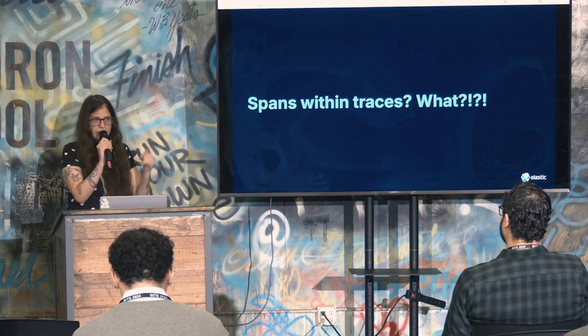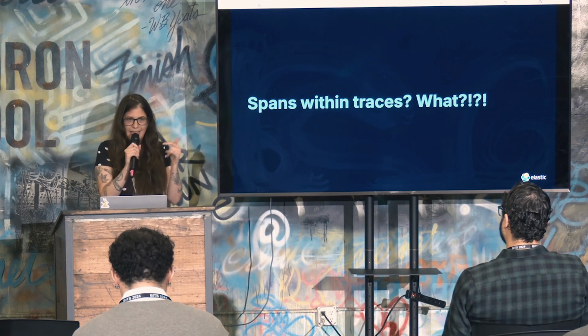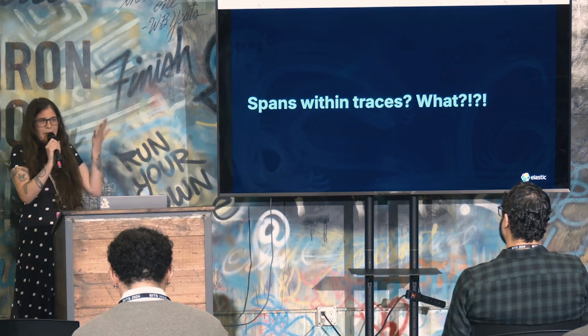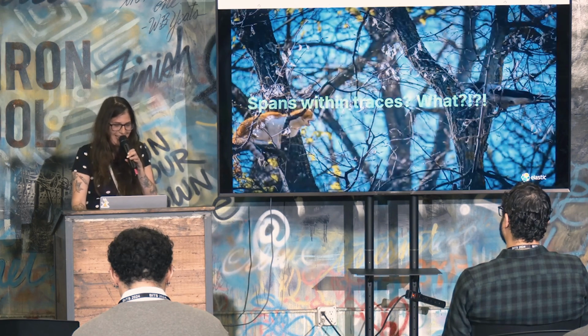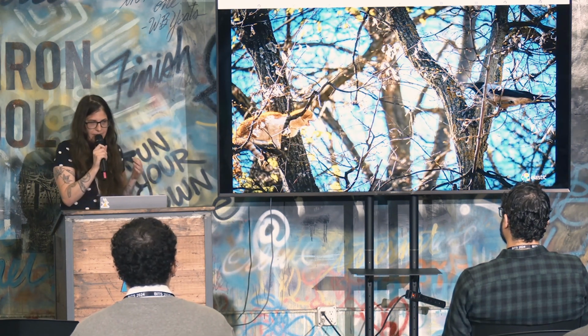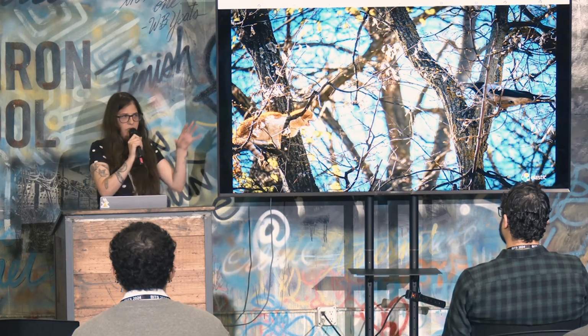So one of the things that really tripped me up when I was first getting started with OpenTelemetry is that there is this concept of spans within traces. And I was like, what? What is that? I don't understand. So I wanted to break it down for you. And so the way that I think about it is that a trace is like one giant operation.